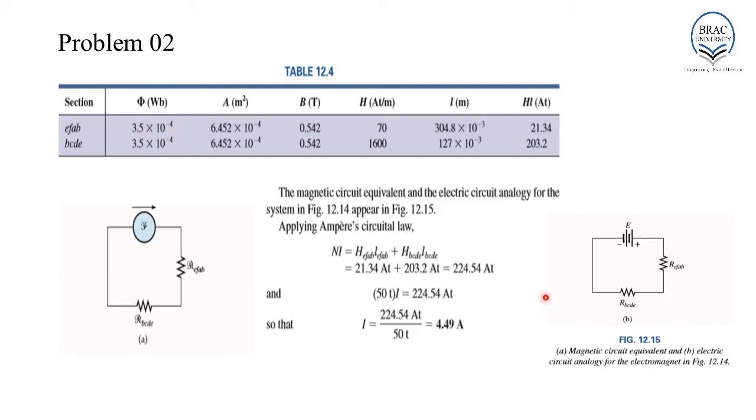The electric circuit analogy for the electromagnet will look like this. The analogy for F in the magnetic circuit will be E in the electric circuit, and the reluctance of each material could be replaced by the resistance R.